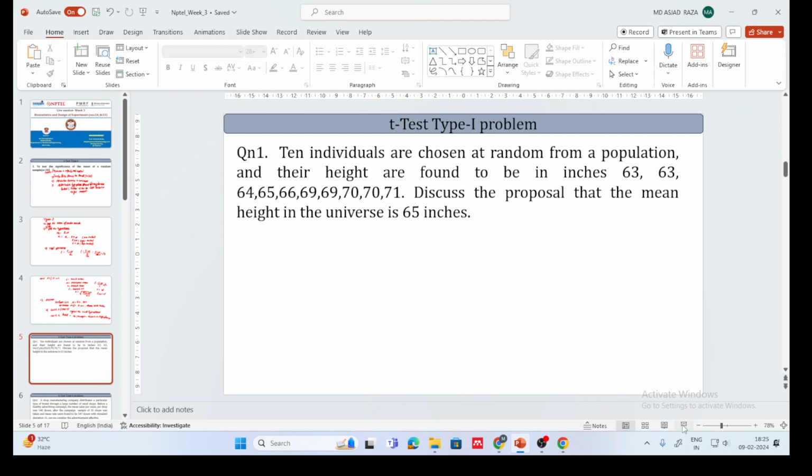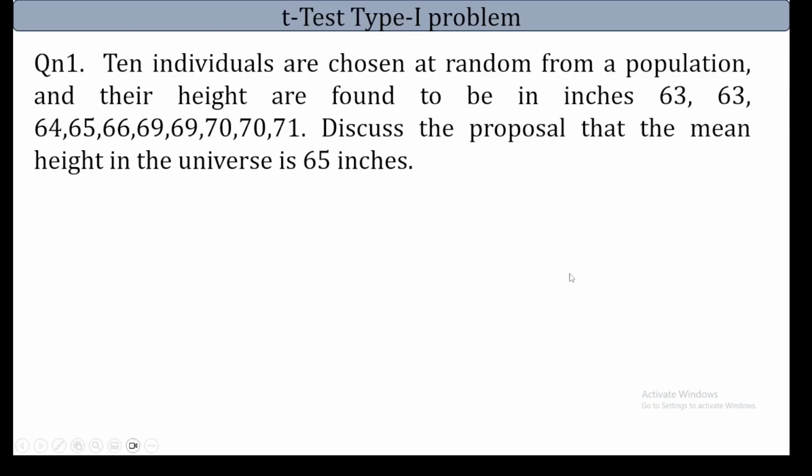I'll wait for some 5 minutes and then we'll start. What is the mean height given?